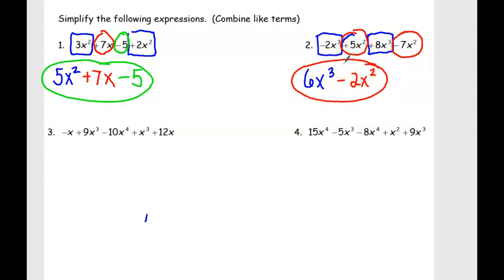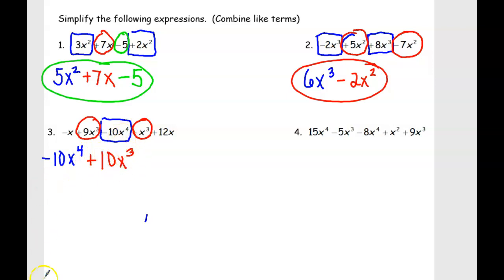All right, so we're going to go through some more examples. I start at my highest exponent. Here I've got a negative 10x to the fourth. There's nothing that I can combine it with. I'm going to go down one now. I'm going to look at my to the third powers. Let's see, I've got 9x to the third and x to the third. Don't forget that x to the third, the coefficient is really 1. So 9 plus 1 is 10. So we'll get 10x to the third.